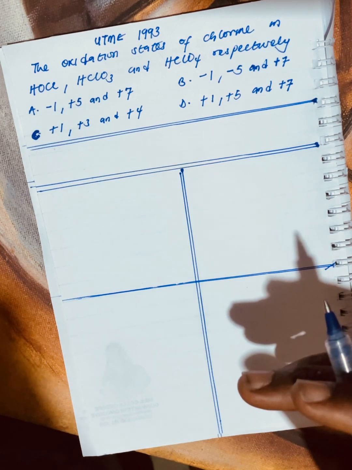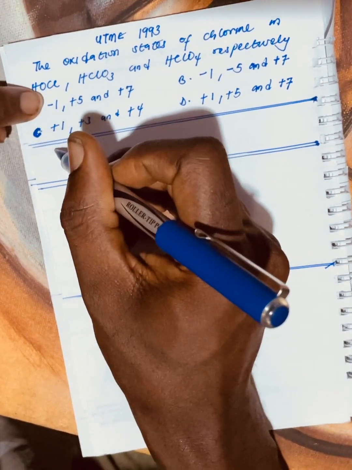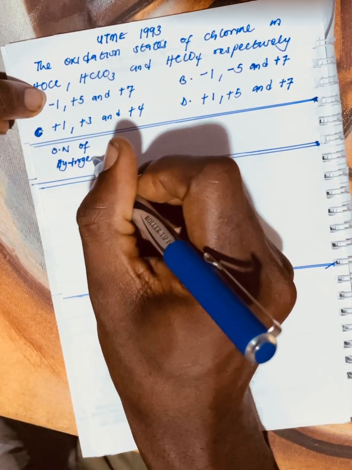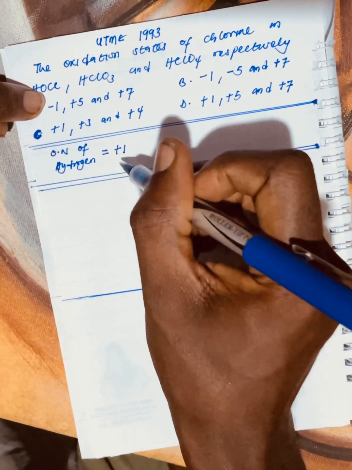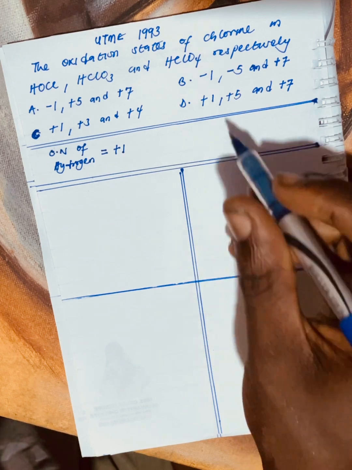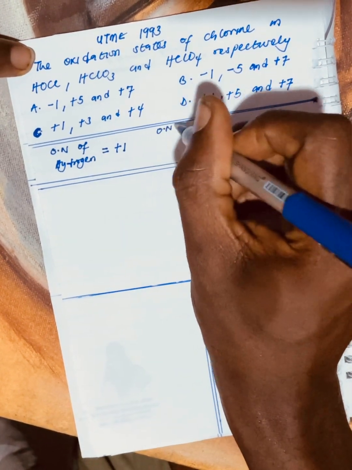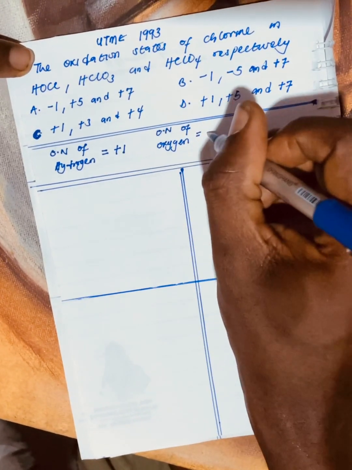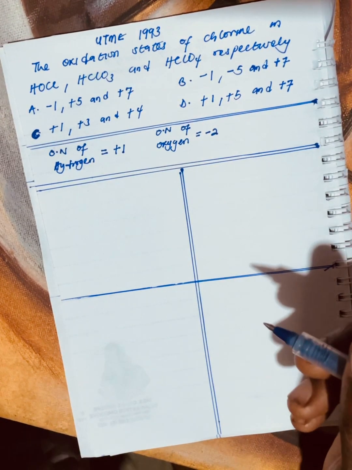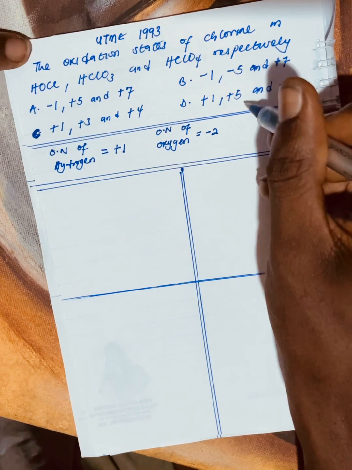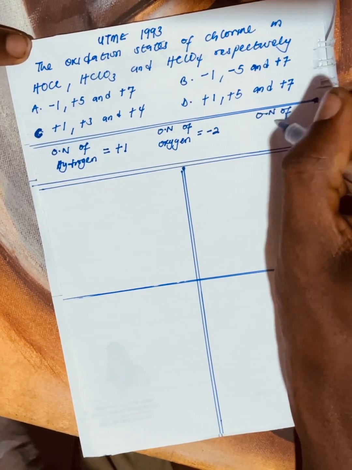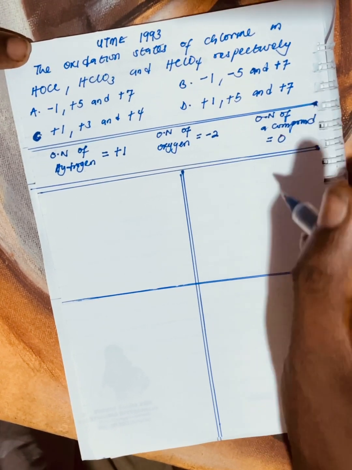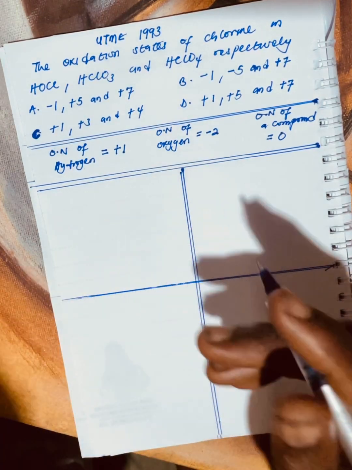There are three things we first need to know actually. The oxidation number of hydrogen is usually +1, except in hydrides, where of course it is -1. And the oxidation number or state of oxygen is usually -2, except in peroxides, where it is -1. And the oxidation number of a compound will be equal to 0. And you get this by adding up all the oxidation numbers of the elements in the compound.